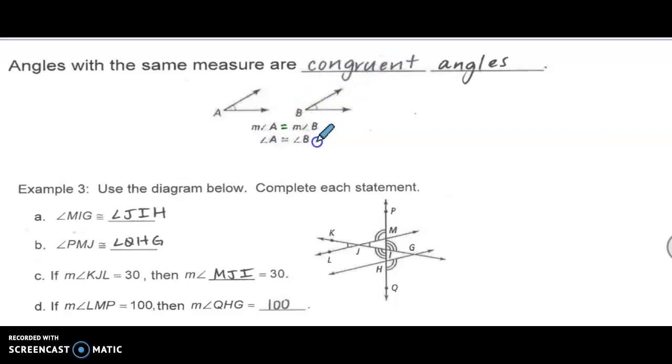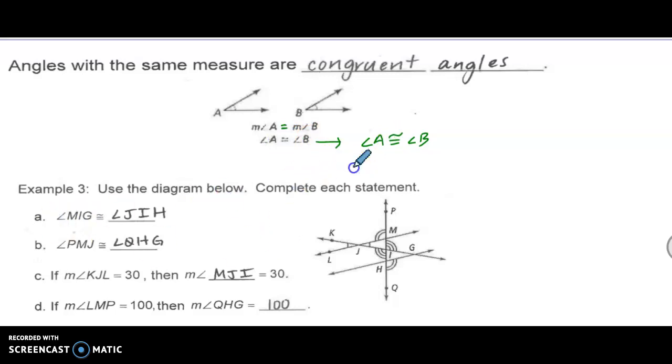I'm going to rewrite this here because it got cut off. But angle A is congruent to angle B. So it's an equal sign with a little curve on top. That's what congruent means. We don't use the little m in front when we talk about congruency. We use the equal sign when we talk about the measures. And when we're just talking about generalities, we use the congruent symbol.